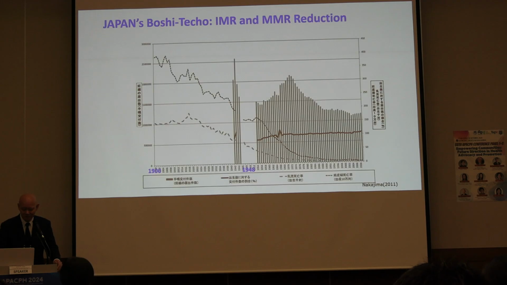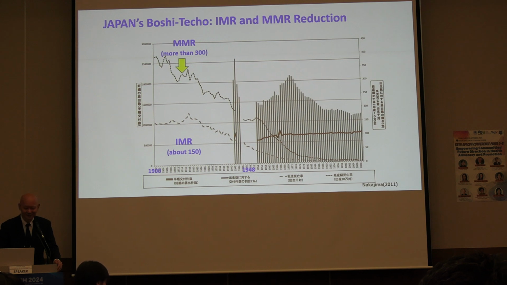Then, women's empowerment for health in Japan. I'd like to show just one example: the maternal and child health handbook. Before the Second World War, MMR and IMR were very high, 300 and 150. In some African countries, the situation is also similar.